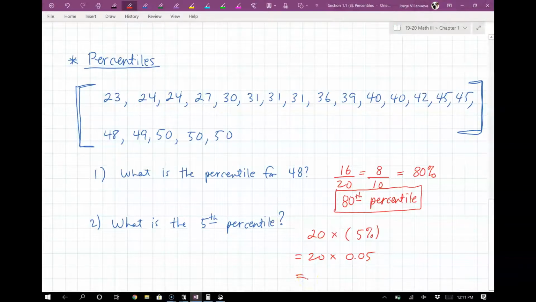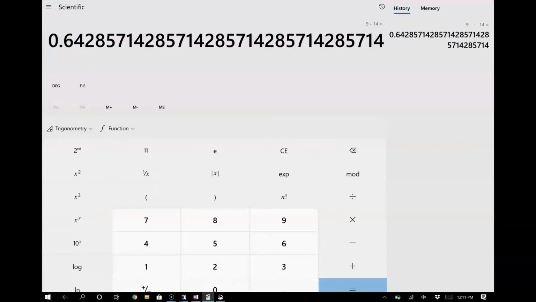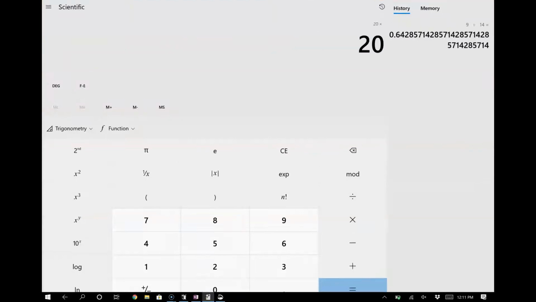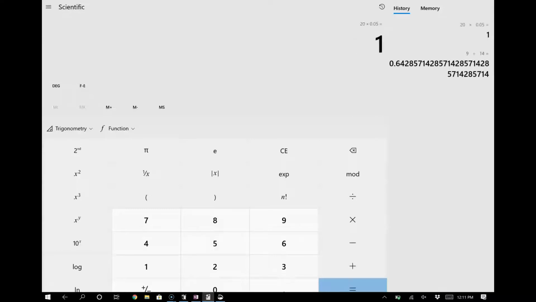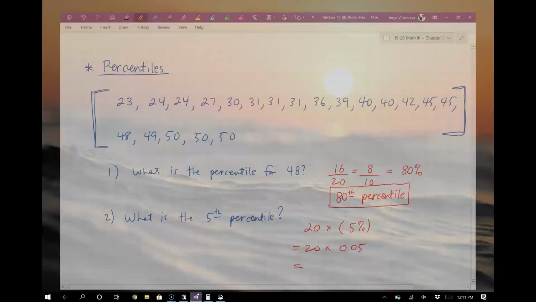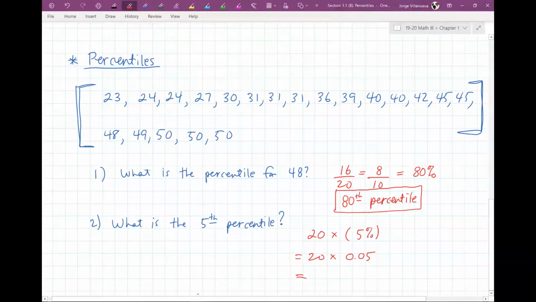Now, let's find out what 20 times 0.05 is. That's 1. That means find the first number. If it would have come out to 8, that would have meant list the 8th number. But it's 1, so I'm going to go back to my chart and write down the first number, 23. That's the first number.